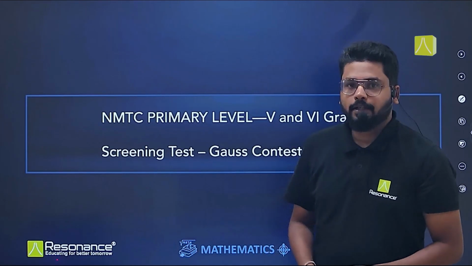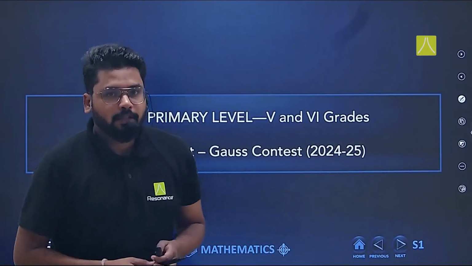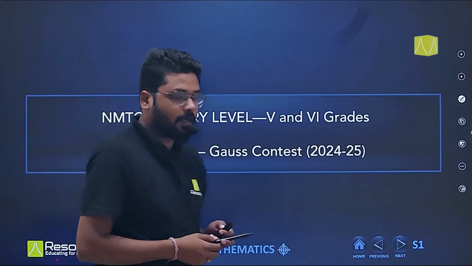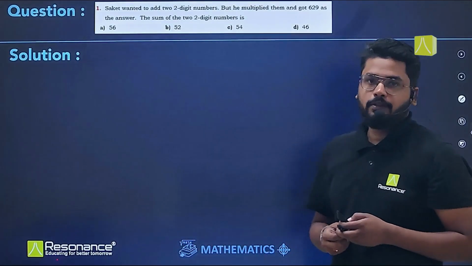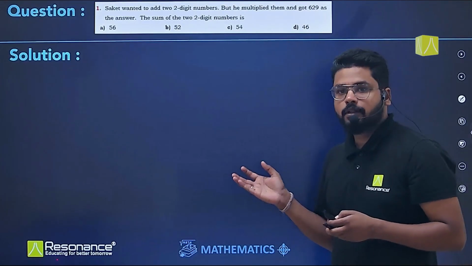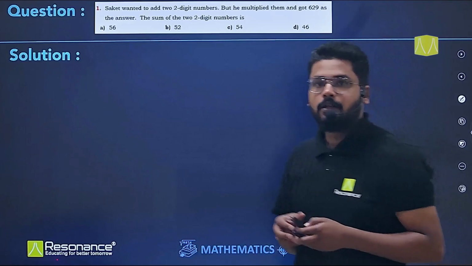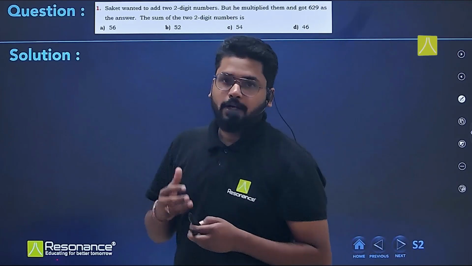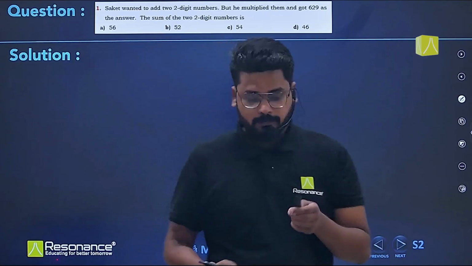Today we'll be discussing the NMTC primary level paper for 5th and 6th grade, and we'll start from the first question. I hope your exam went well, because if you are associated with our Resonance, then you can see that out of 30 questions, 8 to 10 questions are from our sample papers only. We have done 2 tests, and out of those 30 questions, 8 to 10 questions are from our papers only. So we'll start with question number 1.